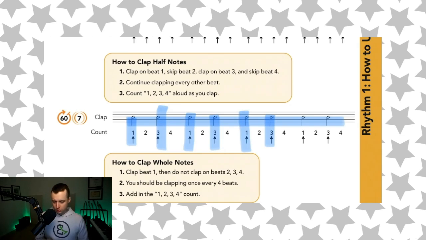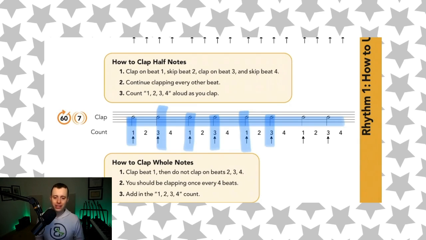1, 2, 3, 4. 1, 2, 3, 4. I do recommend watching example 7 a couple of times because there's this nice little green bar that shows you exactly where you are at all times. Try clapping and counting along with me in this lesson. Also with example 7, practice clapping your half notes by themselves.